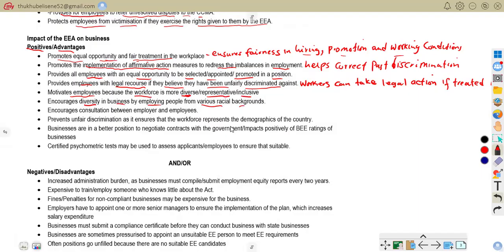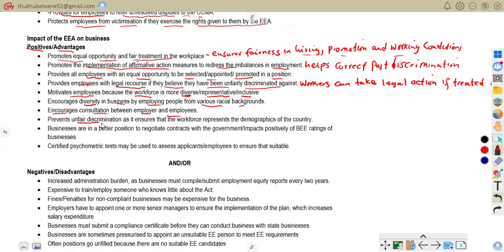So, like we have said, well, we've already said about this point. Let's move on to this one. Encourages consultation between employer and employees. So here we are saying it encourages consultation between employer and employees. So business must talk with employees about equity plans. For example, management meets with staff to discuss employment equity plan. So that is that.